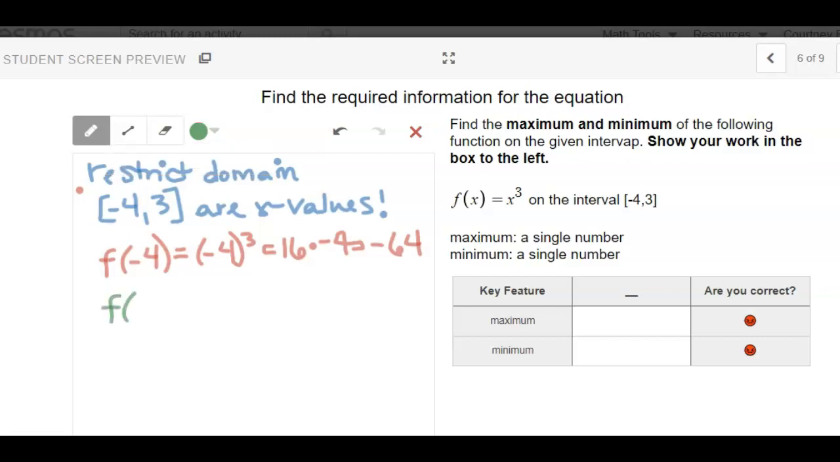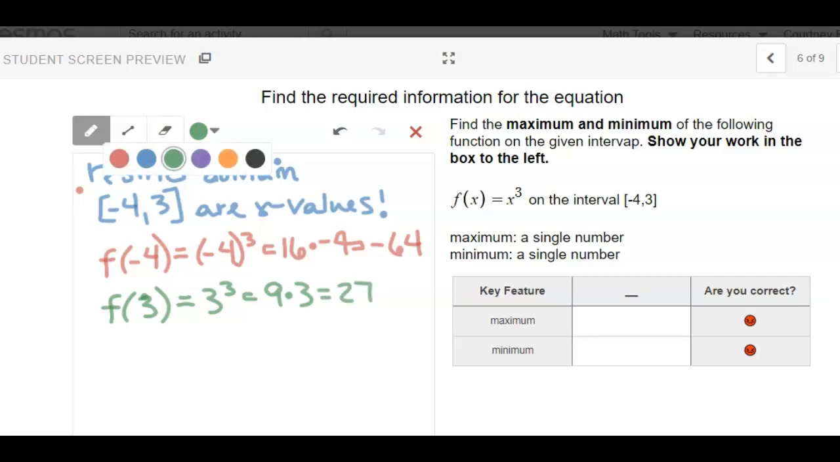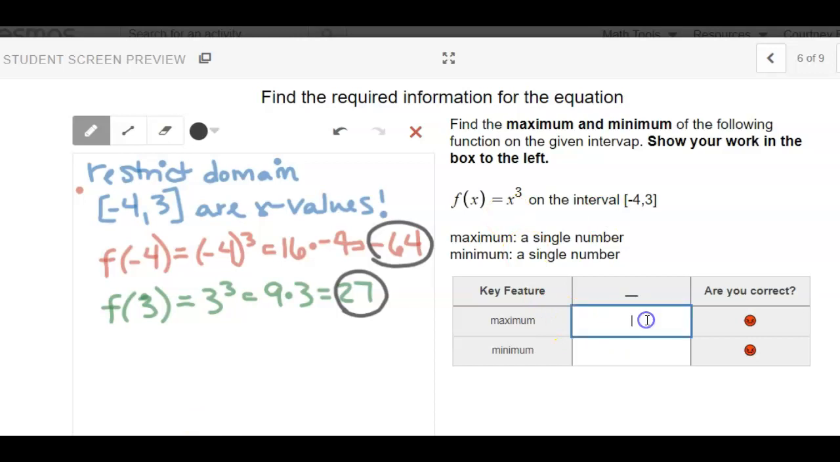Let's find f of the other boundary, which is 3. So I'm going to take 3. I'm going to cube it. 3 cubed is 3 times 3, which is 9, times another 3, which is 27. So now you have to decide between these two, which one's the maximum and which one's the minimum. Well, obviously, the maximum is going to be the bigger of the two numbers. So the maximum is going to be 27, and the minimum is going to be negative 64.